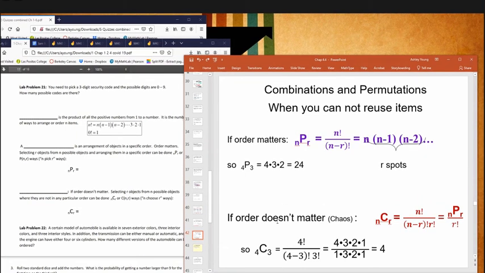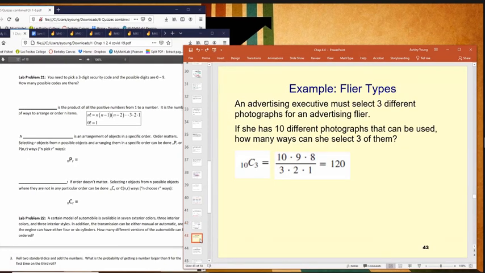All right, so let's look at an example. How about Meg? Meg M, go and read for us. I haven't heard from you today. Example, flyer type. An advertising executive must select 3 different photographs for an advertising flyer. If she has 10 different photographs that can be used, how many ways can she select 3 of them?